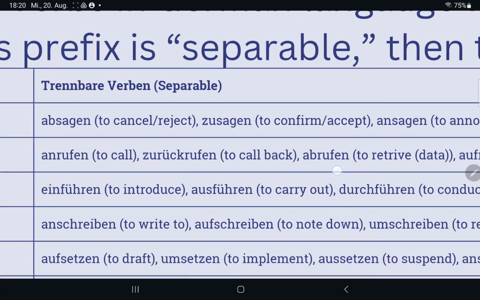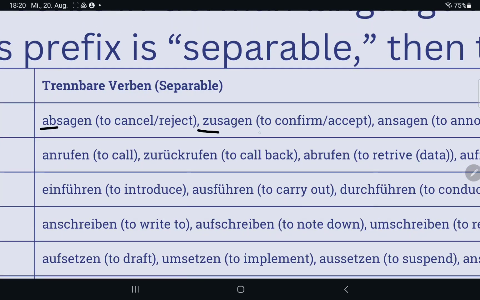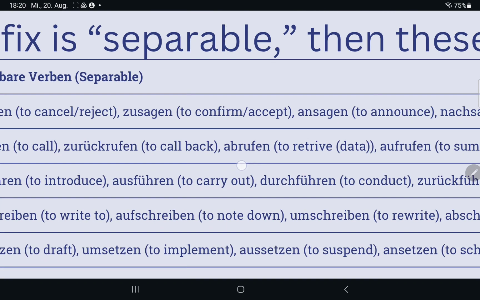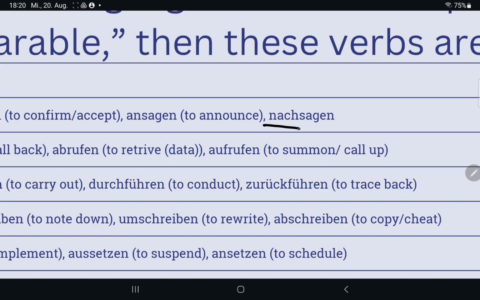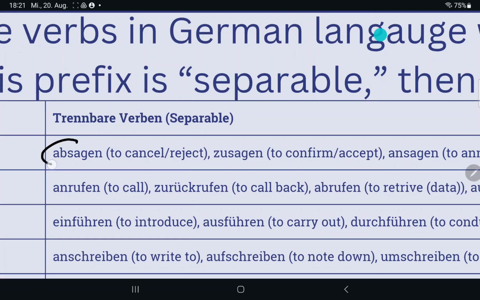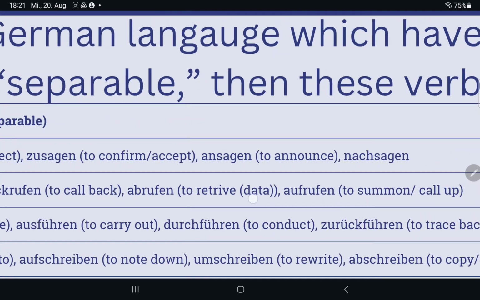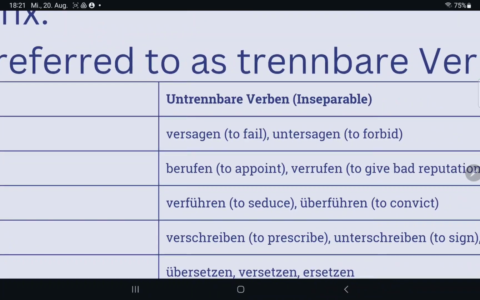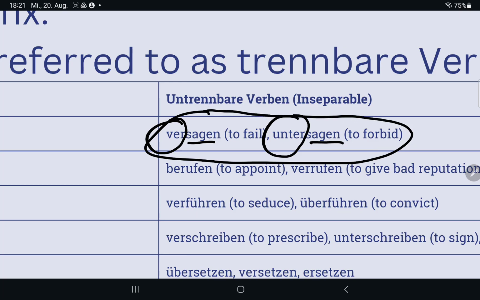For example, if I add a prefix like ab, zu, an, or nach, all these prefixes are separable, and that's why these verbs are referred to as separable or trennbare Verben. Then I can add more prefixes to the verb sagen. The verb is still sagen, the base verb. I can add the prefix ver to it, or the prefix unter. But these are not separable prefixes, and that's why these verbs are referred to as nicht trennbare Verben.